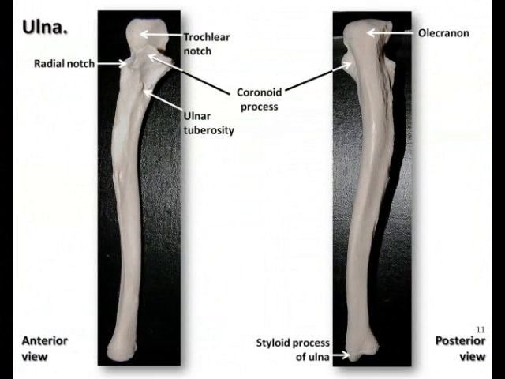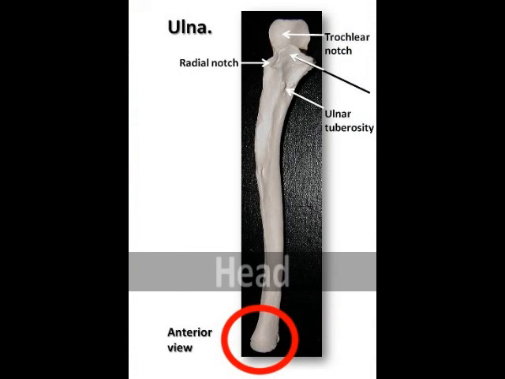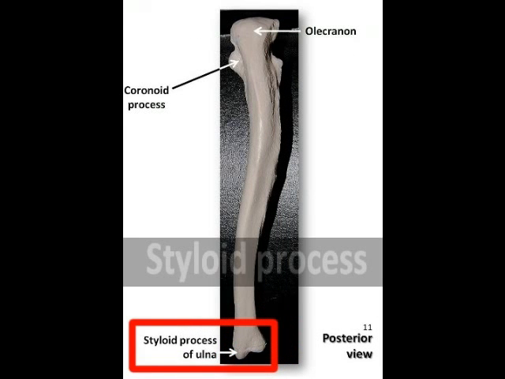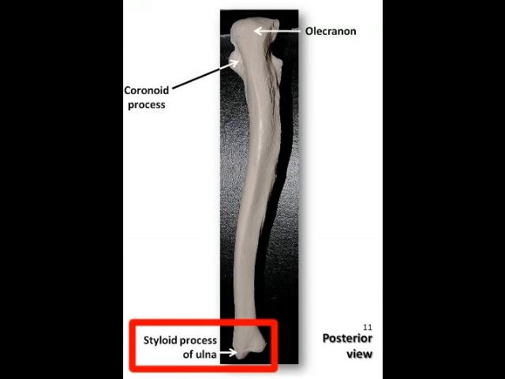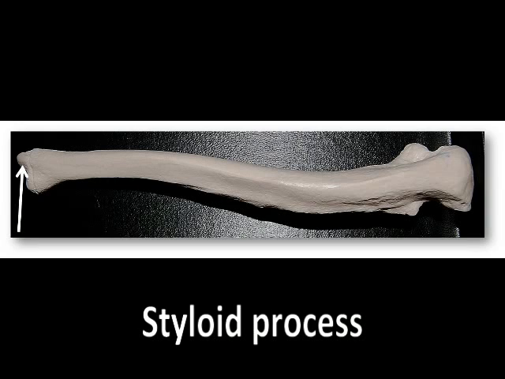Okay, let's look at the bony landmarks of the ulna. The head of the ulna is located at its narrow distal end. It articulates with the carpals, but is separated from those bones by a fibrocartilaginous disc. On the posterior side of the distal end is the styloid process. This is a small spine-like bony projection that serves as an attachment point for the ulnar collateral ligament, connecting it to the wrist.